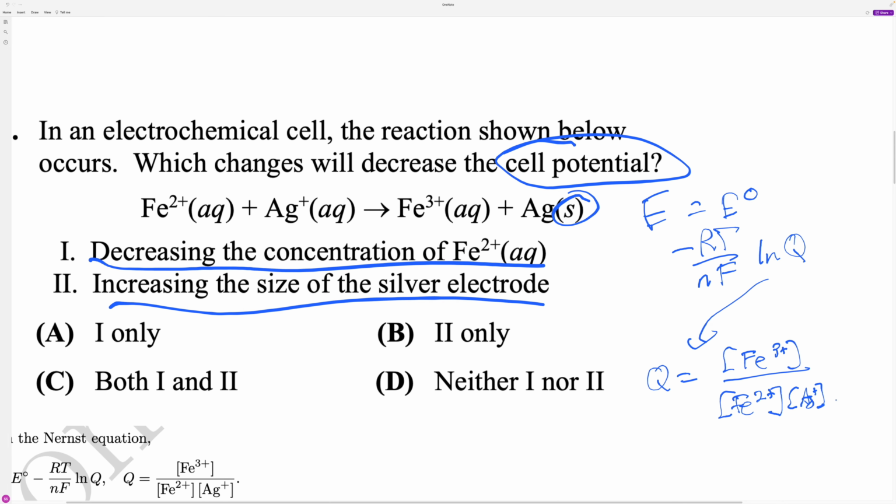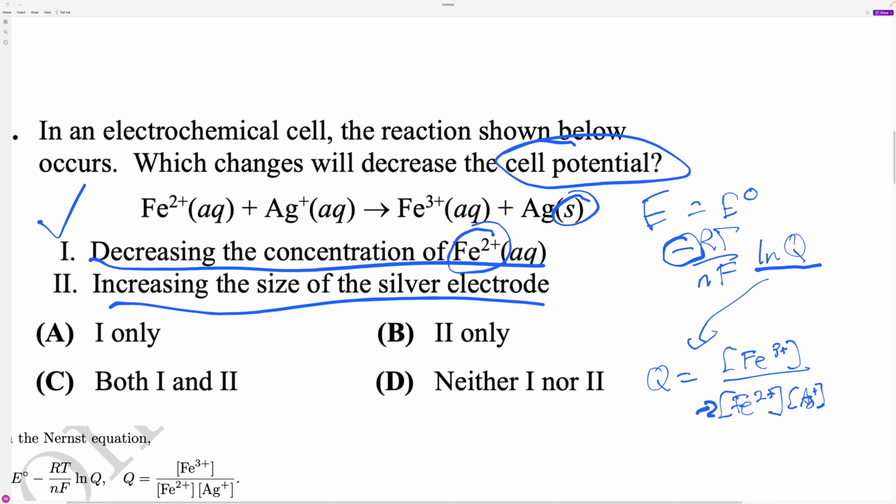So when we decrease the concentration of Fe2+, that's in our denominator here, so it's actually going to increase the value of Q, which is going to increase the value of ln Q. However, in the Nernst equation, this is subtracted, so it's actually going to decrease the value of E, or the cell potential, so I is going to be correct.